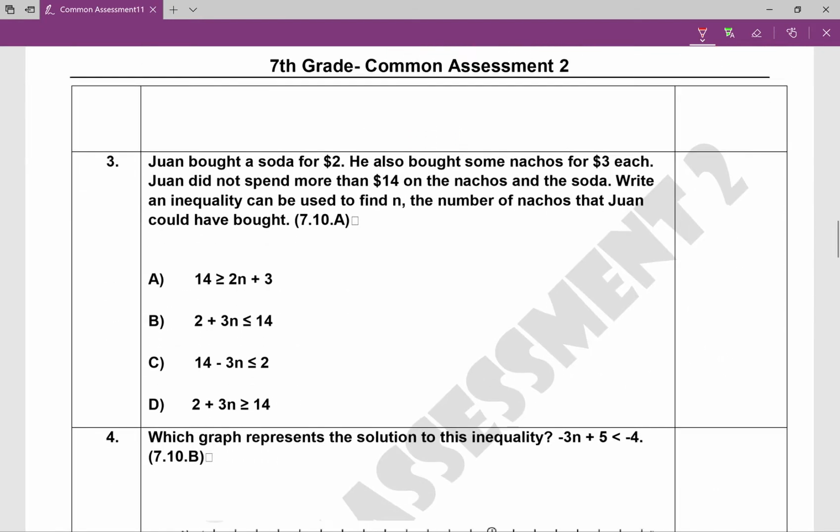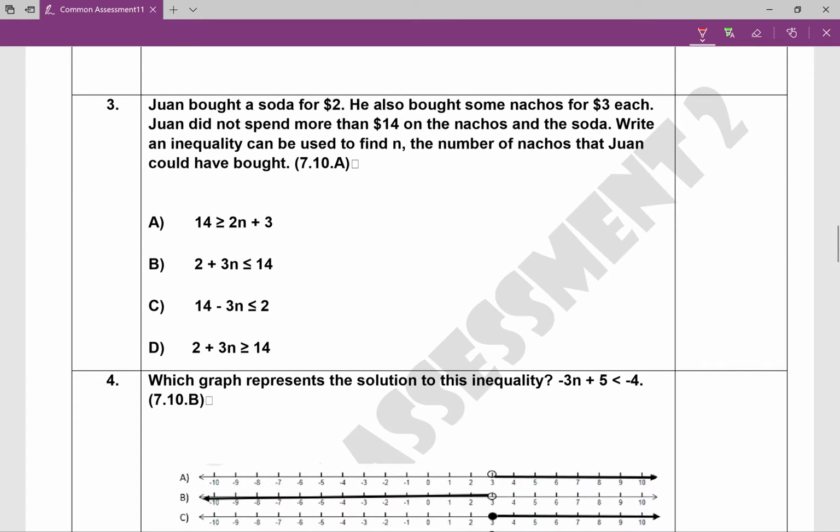Next one, number 3. Juan Barras, we had another word problem, but in this case it's an inequality. So we have to do the inequality the same way we do an equation. And we do that by reading the problem, underlining, and circling.